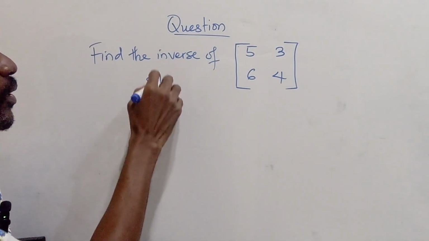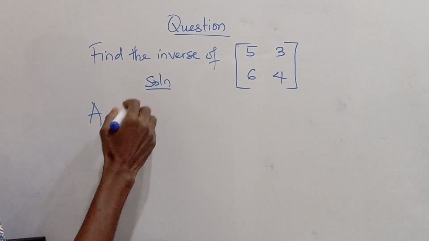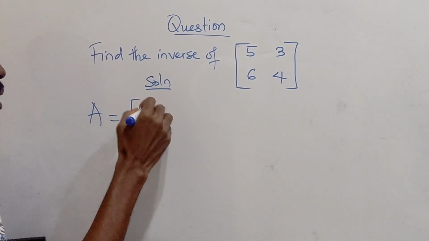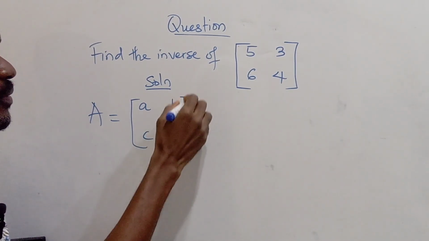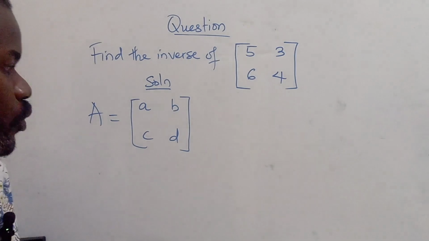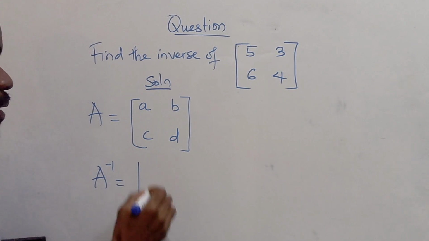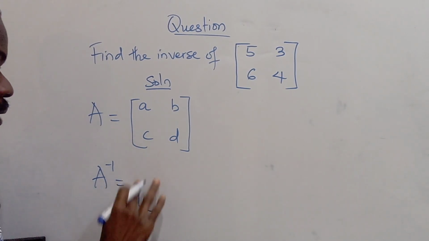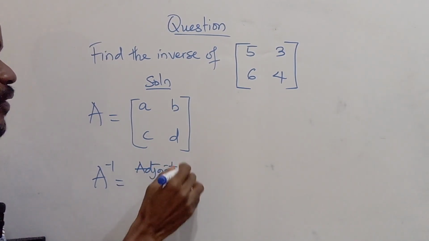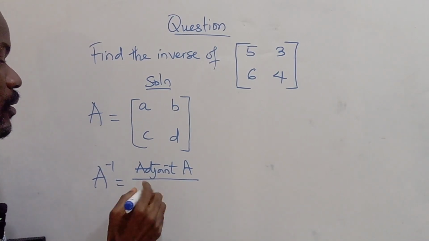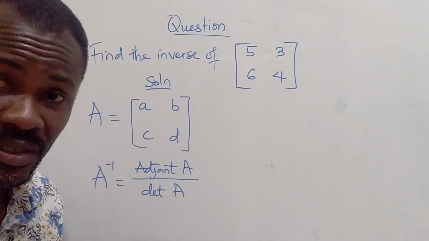So our solution: first I'd like us to know if our matrix A has, let's say, elements A, B, C, and D. All we need to do to find the inverse, we can simply say A inverse is equal to the adjoint of A divided by the determinant of A. So this gives us the solution.